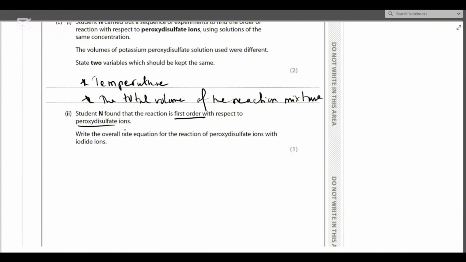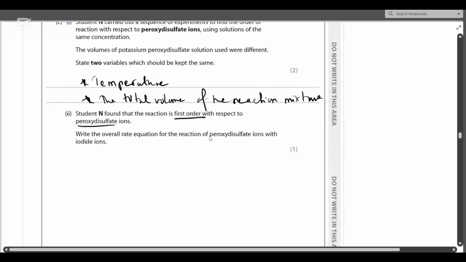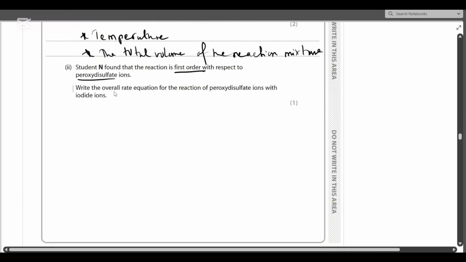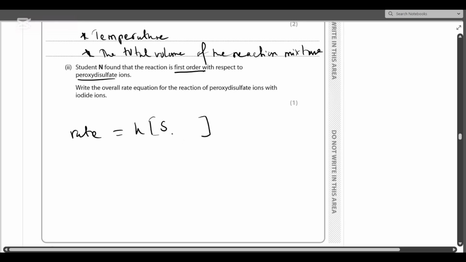Now, since we already know the reaction is first order with respect to iodide ions as well, we can easily write the overall rate equation. We tend to know that the exponents of the concentration reflect the order with respect to that particular reactant. So in this case, since peroxydisulfate is first order, we can just write it as [S2O8 2-]^1.